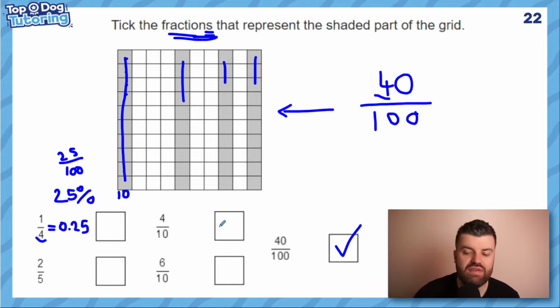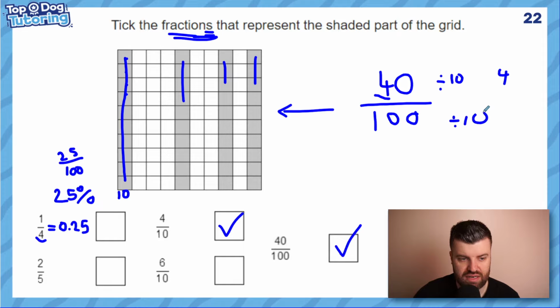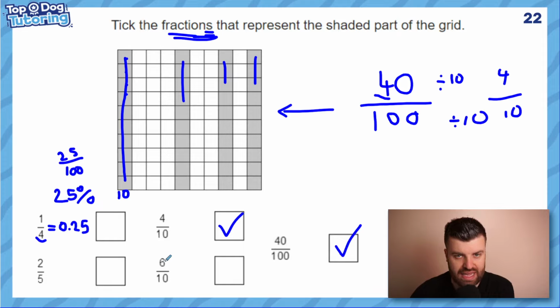Absolutely not. However, it is the same as 4 out of 10, because if we divide 40 by 10, we get 4, and if we divide 100 by 10, we get 10. So 4 out of 10 is equivalent, and once we know 4 out of 10 is equivalent, well, 6 out of 10 is clearly different because we've still got tenths, but we have 6. So 6 out of 10 is much bigger. Can't be 6 out of 10. The only one left is 2/5.